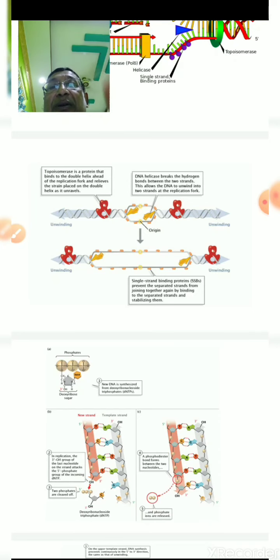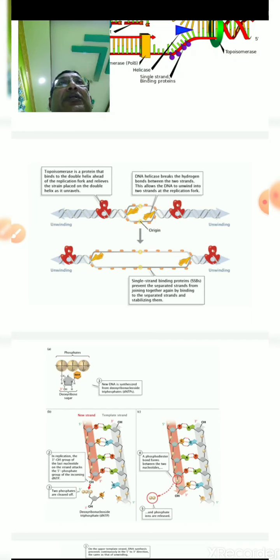Okay, so the arrow is there, so very nicely it has been shown. Topoisomerase binds two sides of the DNA so that less strain falls on the other part of the DNA molecule, because it's a very supercoiled DNA. The next enzyme is known as DNA helicase, the most important enzyme, DNA helicase, and it breaks the hydrogen bonds. In between these two strands there are hydrogen bonds. So DNA helicase breaks the hydrogen bonds between the two strands. This allows the DNA to unwind into two strands at the replication fork.